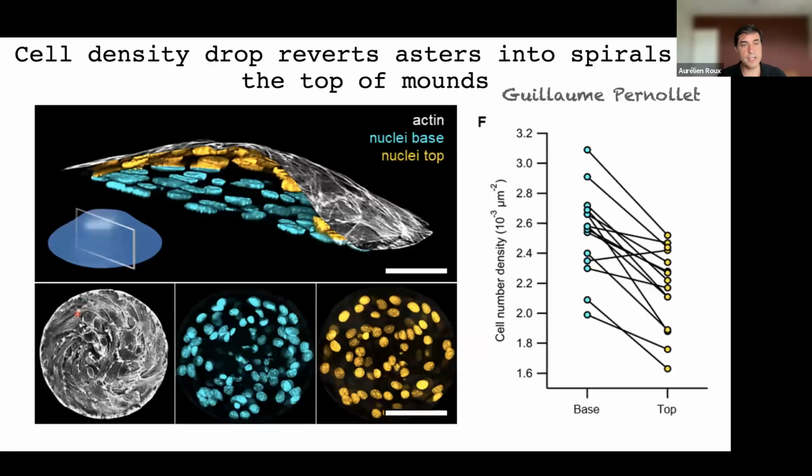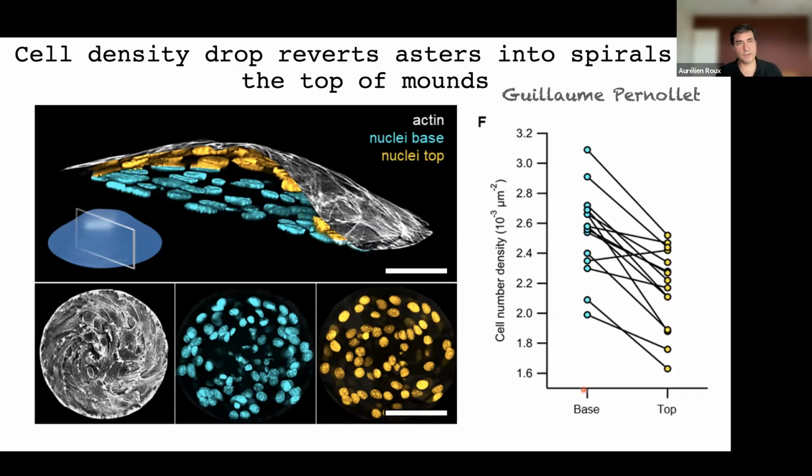What we can also do is measure or count the number of nuclei on the basal layer and on the top layer of the mounts by segmentation again. And you can see from the plot on the right that for each mount, there's a lower density of cells at the top than at the bottom. And so that's interesting because it's exactly the opposite transition than what I've showed you before. What I've showed you before is that through proliferation, the cell layer gets more dense and transitions from a spiral organization to an aster configuration. Here, it's just the opposite.